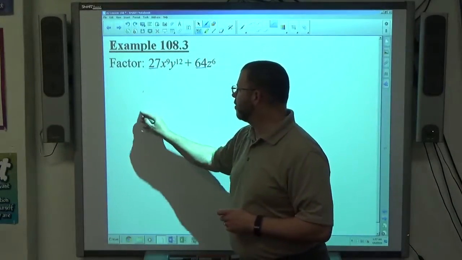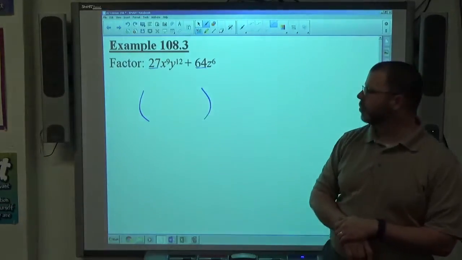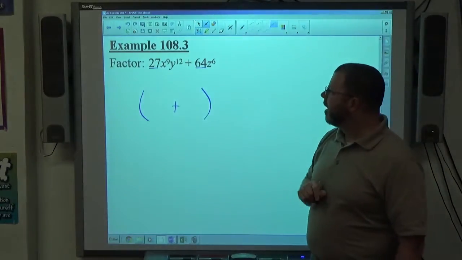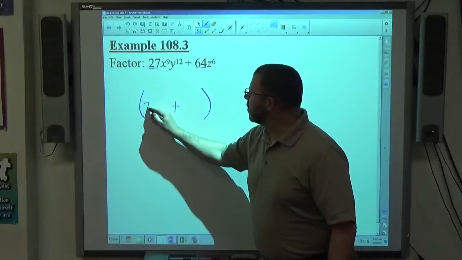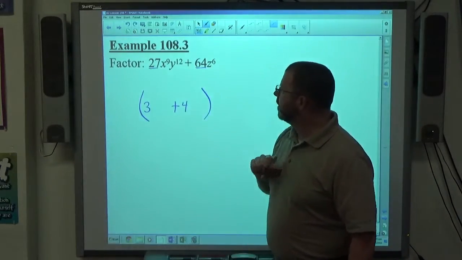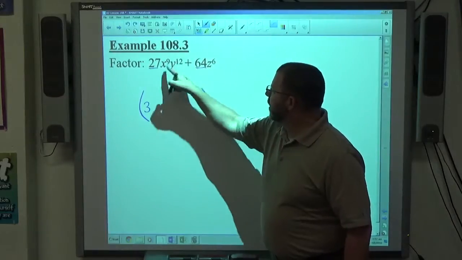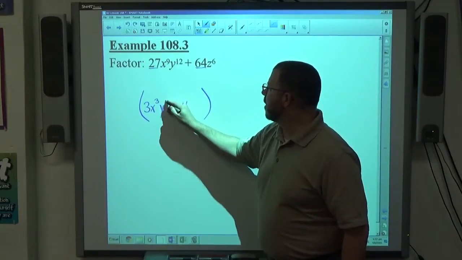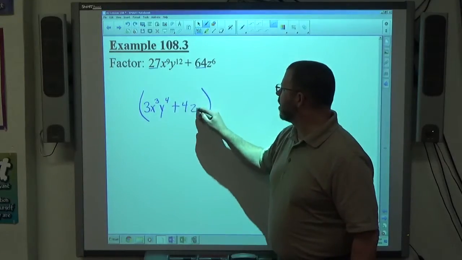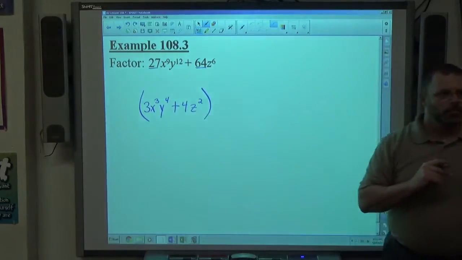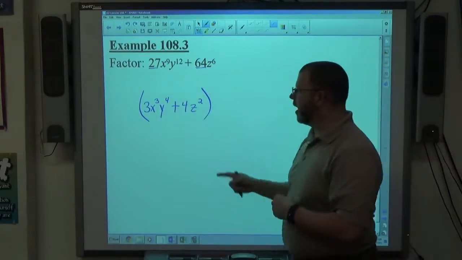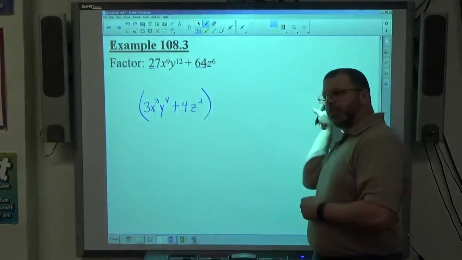Again, it has to be a binomial structure, a sum or difference of cubes. The fact that it's a sum means this is going to be a plus here. The cube root of 27 is 3, the cube root of 64 is 4. Divide the powers by 3. So x, 9 divided by 3 is 3, y, 12 divided by 3 is 4, z, 6 divided by 3 is 2. So again, that's how you get your initial structure. And once you get your initial structure created, these two objects create all the numbers over here.